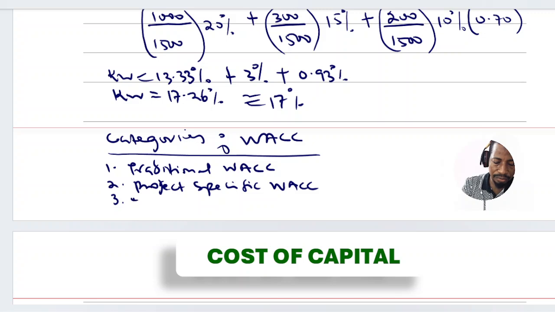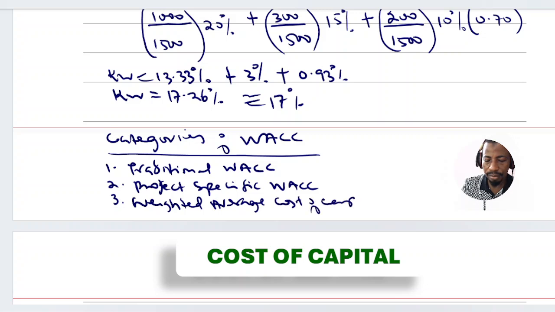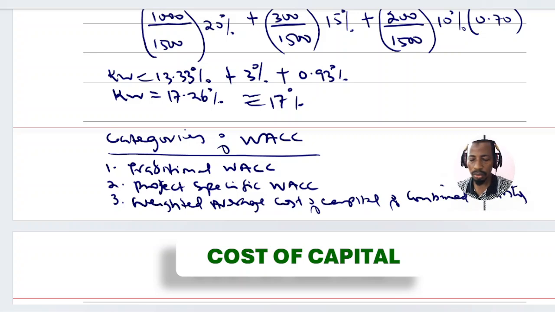Let me write it out in full: weighted average cost of capital of combined activities. This is what I call WACC. So these are the 3 categories of cost of capital.